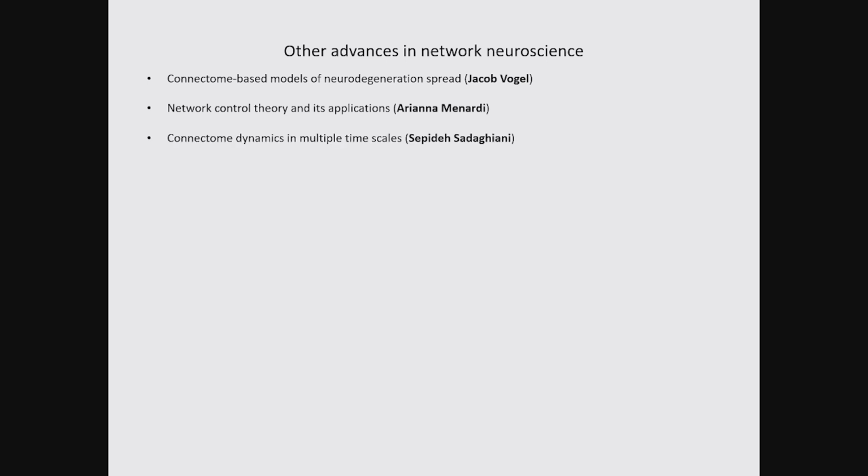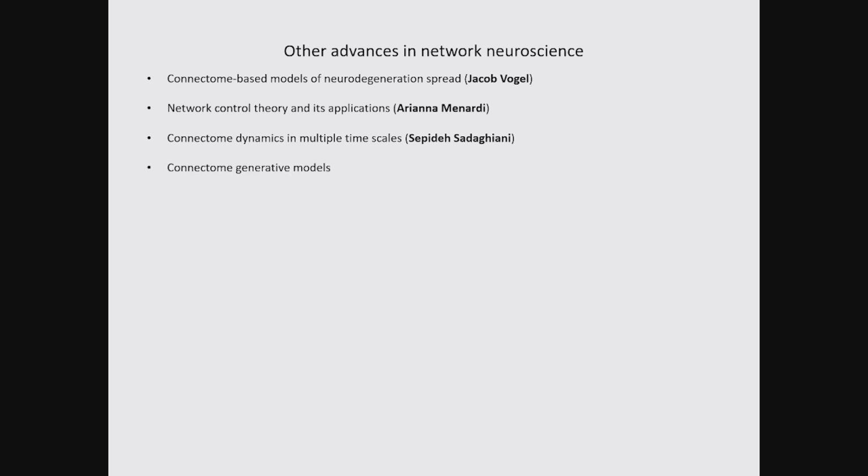Cool, so this is my last slide. Other advances in network neuroscience. We're going to hear from Jacob Vogel about models of neurodegeneration spread. We're going to hear from Ariana Menardi on network control theory. So if you're not interested in how a signal flows from one region to the other, but more in how a stimulus might change the overall state of your system, that's what you're going to hear. And we're going to hear about connectome dynamics in multiple time scales by Sepide Sadagiani.